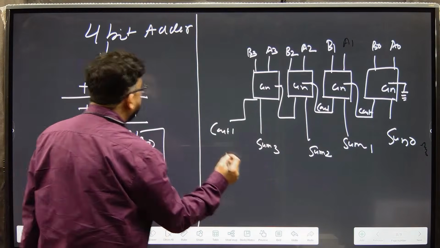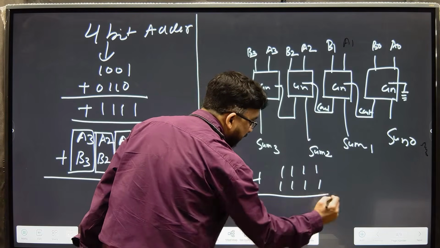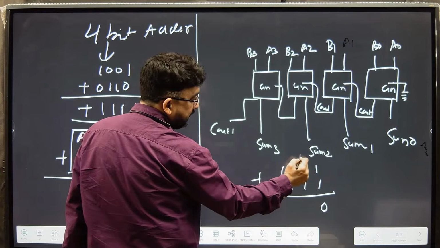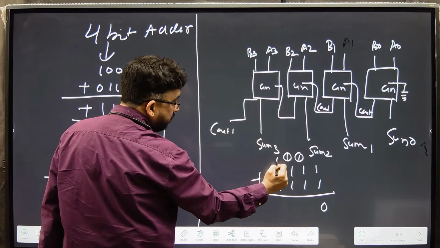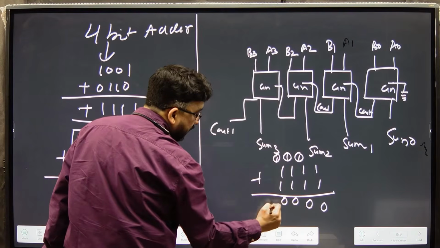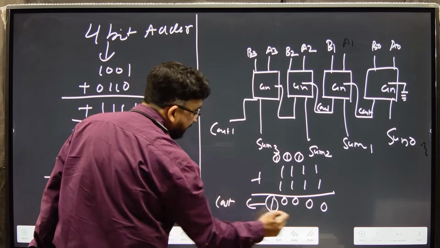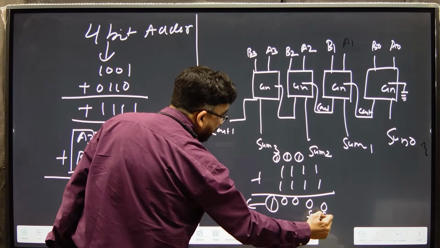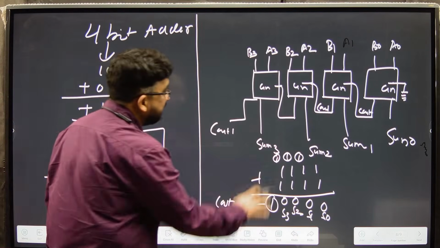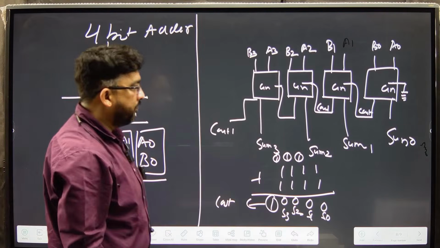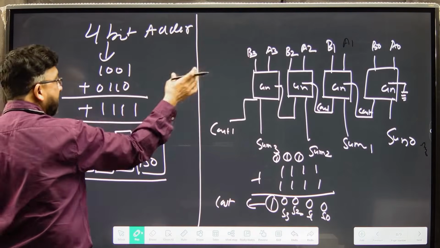If you are adding 1111 plus 1111, then the sums are 0 and the carry is seen. This C out goes to C in, C out goes to C in, C out goes to C in, so 0 0 0, and finally you have 1. This is considered as your final C out, and these are your sums S0, S1, S2, and S3. So this is a simple implementation of a 4-bit adder using full adders. If you want to make it 8-bit, you have to add another 4 full adders, 1 bit each.